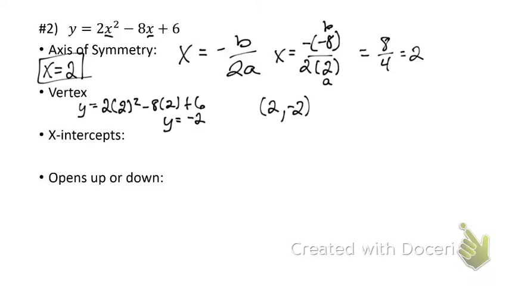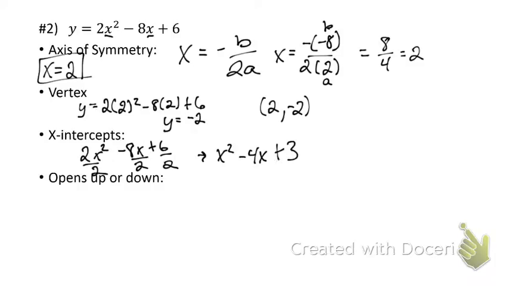Next thing we have to do is find the x-intercepts. We find the x-intercepts by factoring. So we had 2x squared minus 8x plus 6. I notice that there's a GCF of 2 here, so I'm going to take out a 2. When I do that, that leaves us with x squared minus 4x plus 3. Now I need to factor that equation, and that would factor to x subtract 3, x subtract 1.